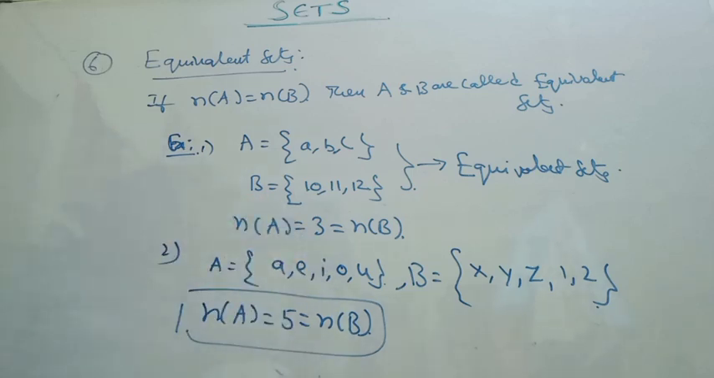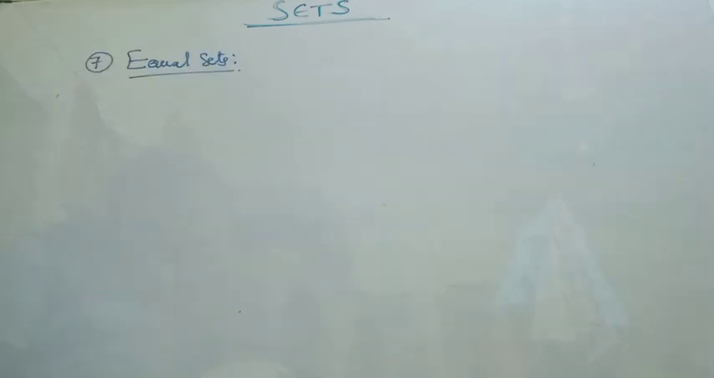Next, we have another important definition, equal sets. It's very, very important. See here, equal sets. When we say two sets are equal sets, it means those two sets should have, first of all, the same number of elements and the same elements. I am repeating once again.